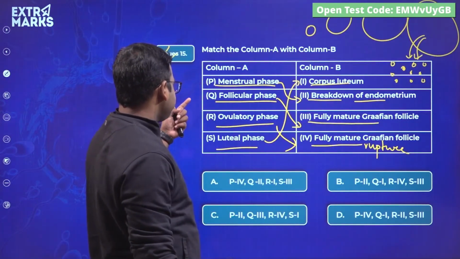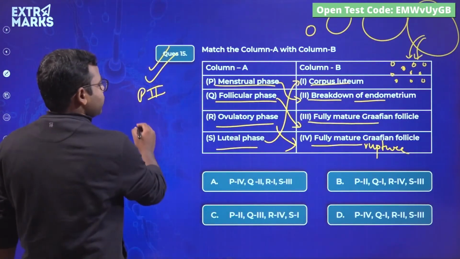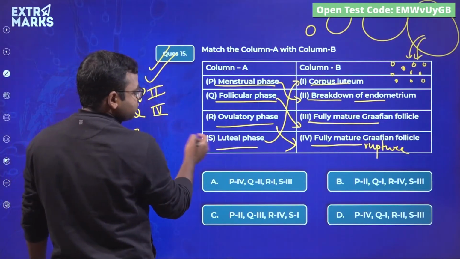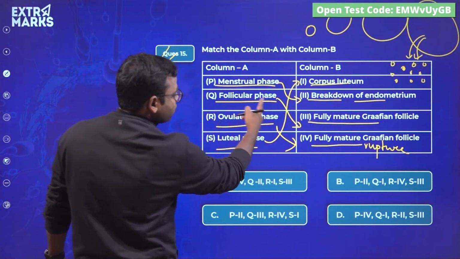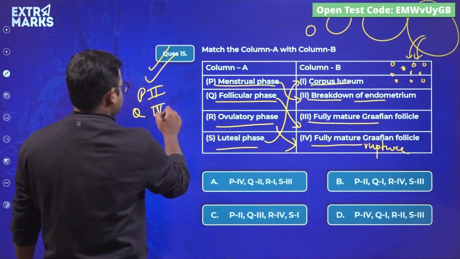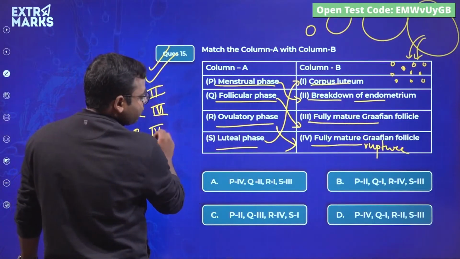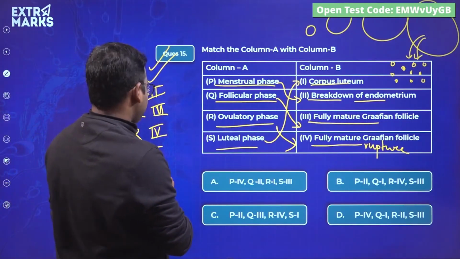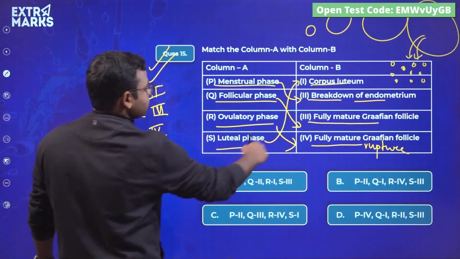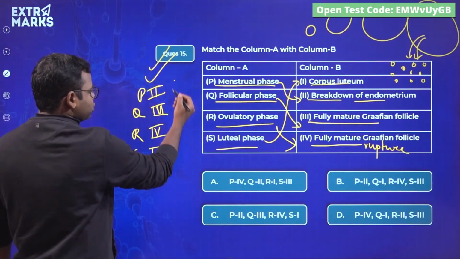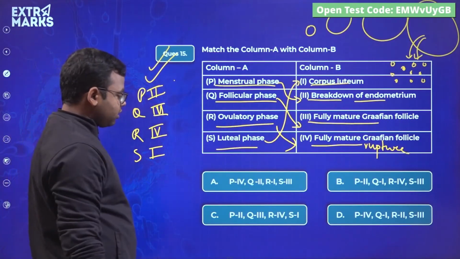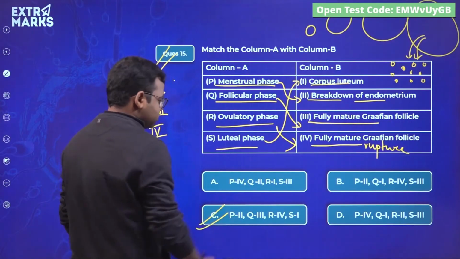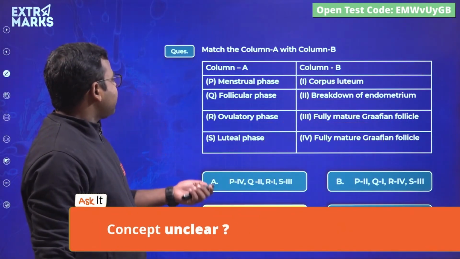So you can see P is going with 2, Q is going with 3, R is going with 4, and S is going with 1. Right? So 2, 3, 4, 1 is there in option C. Champions, moving ahead.